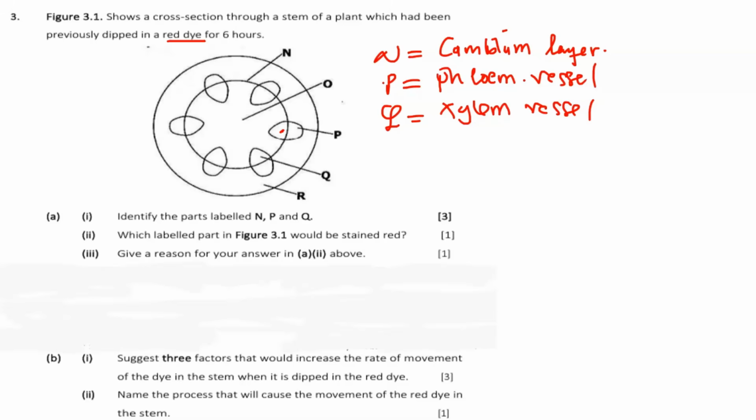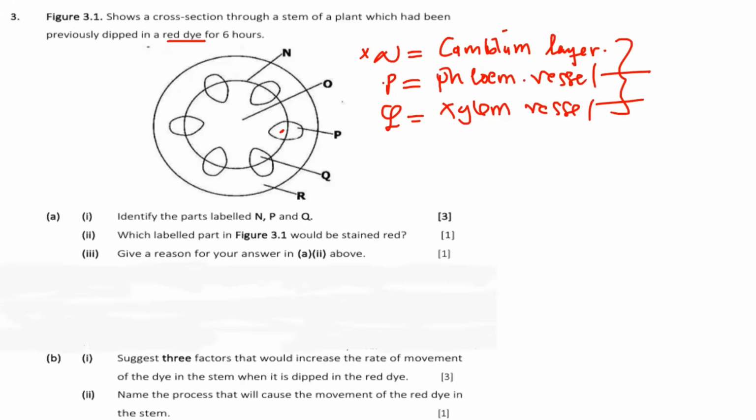Then which labeled part in figure 3.1 would be stained red? Which labeled part among these parts that we have, the cambium, the phloem, and the xylem, which one of these will be stained red? So exclude the cambium. Let us go for phloem and xylem. Now it's very important for us, as we answer this question, to know the function of each.